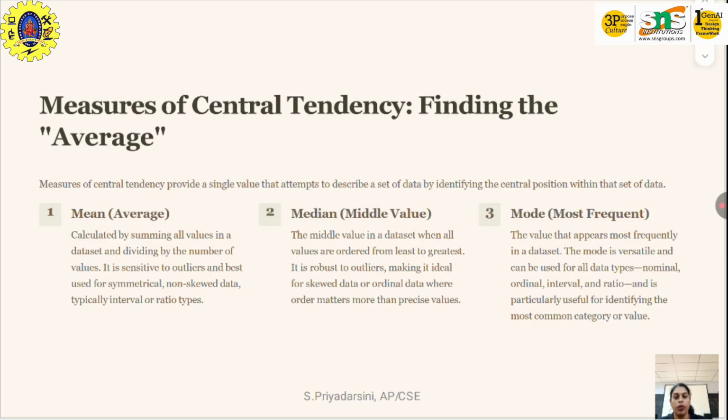Next, we will see about central tendency in more detail. The mean. The mean is the average of all values. It works best when the data is balanced, but it can be distorted by outliers. The median is the middle value when data is arranged in order. It is not affected by extreme values, so it is very useful for skewed data.